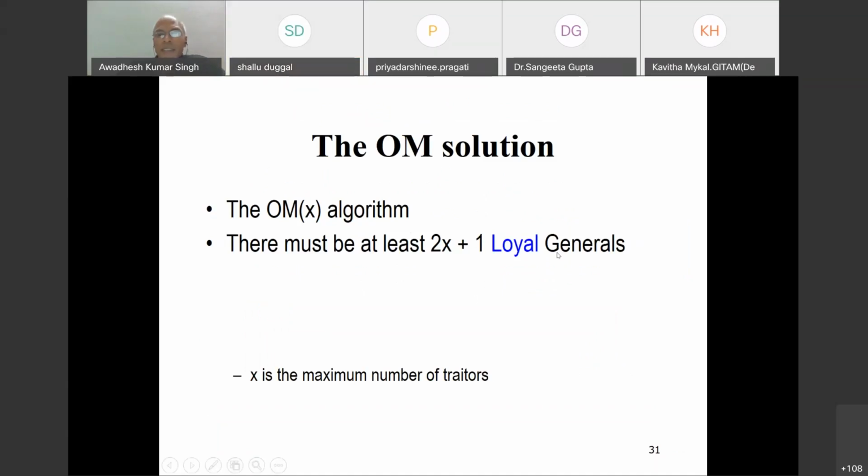So here we need at least 2x plus 1 loyal journals, where x is the minimum number of traitors. If there are x traitors, meaning the faulty nodes, then at least 2x plus 1 loyal ones are needed. It means the total number of nodes, the total number of journals, should be 3x plus 1: x disloyal and 2x plus 1 loyal journals.